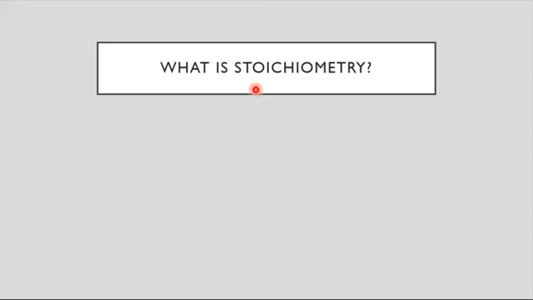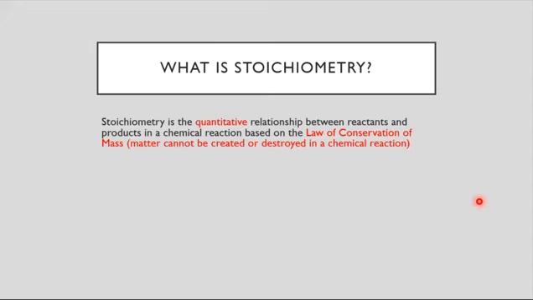So let's start with the question, what is stoichiometry? Stoichiometry is a quantitative relationship between reactants and products in a chemical reaction based on the law of conservation of mass. Remember, quantitative has to do with quantities or amounts of reactants and products. And simply put, the law of conservation of mass means that matter cannot be created or destroyed in a chemical reaction.